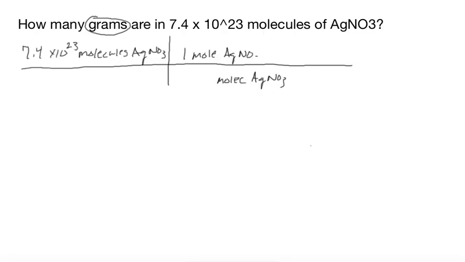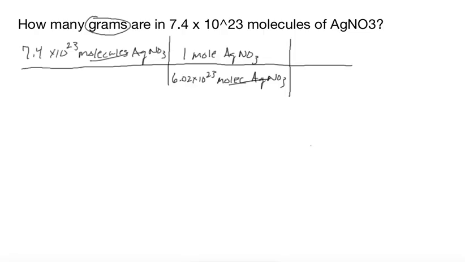So if you recall, a mole is Avogadro's number, so it's that really big number, which is 6.02 times 10 to the 23rd. So there's 6.02 times 10 to the 23rd molecules of silver nitrate in 1 mole of silver nitrate. So we'll go ahead and do this, see what cancels. So molecules cancels with molecules. I'm left with moles, which is not what I want. I want to go to grams, so I need to do one more step.